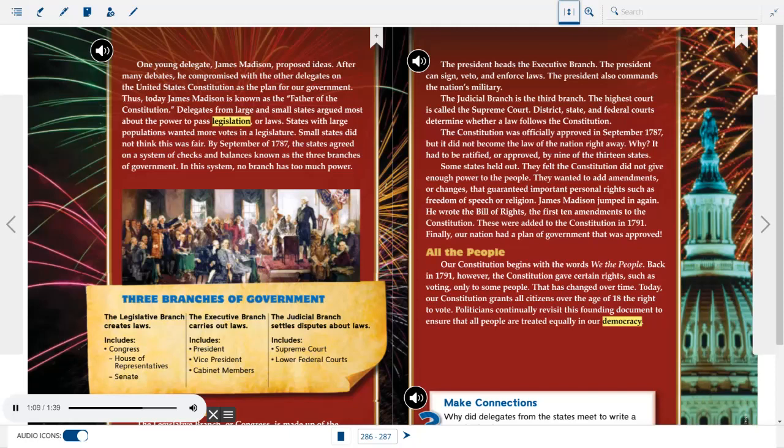Chart. 3 branches of government. The legislative branch creates laws. Includes Congress, House of Representatives, Senate. The executive branch carries out laws. Includes President, Vice President, Cabinet members. The judicial branch settles disputes about laws. Includes Supreme Court, lower federal courts.